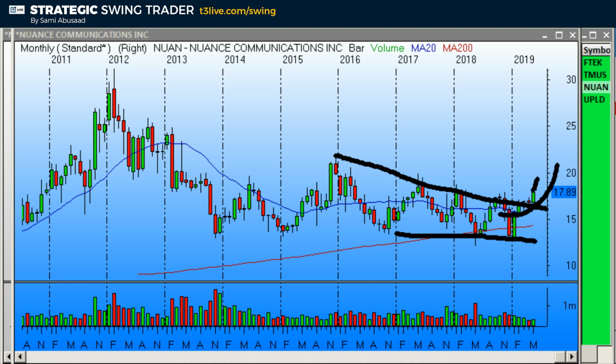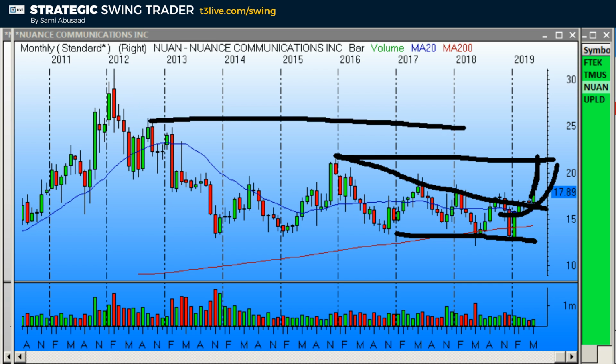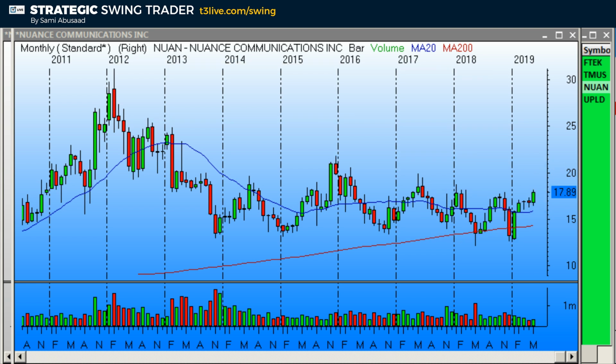And if it does break out and really get going, this would be target one. That's a lot of room to target one. And this would be kind of target two, target three. Does that make sense? So a lot of room to go. Will it be able to transition successfully?